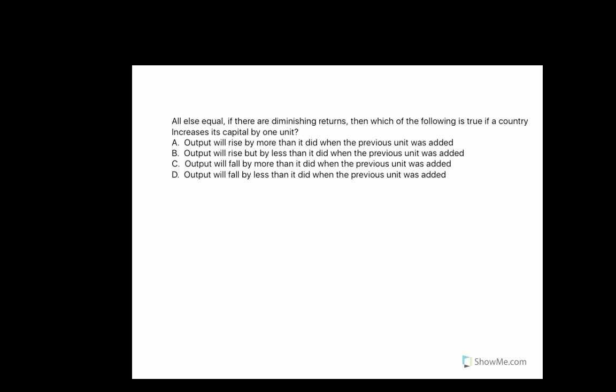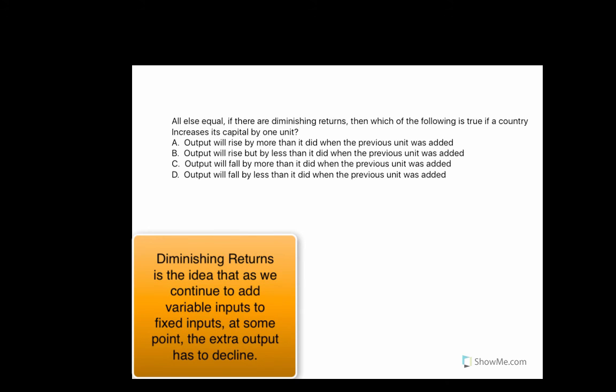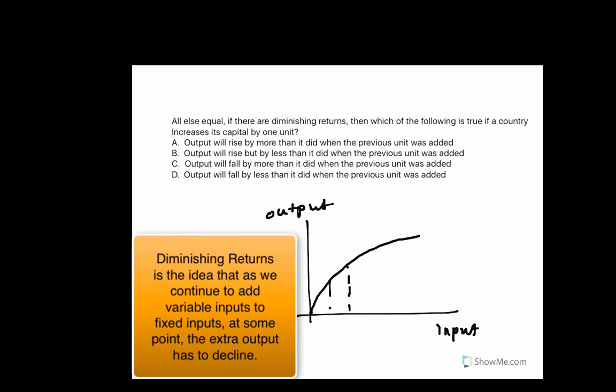Okay. This next question says, all else equal, if there are diminishing returns, which of the following is true if a country increases its capital by 1 unit? So the first one says, output will rise by more than it did when the previous unit was added. That's not true. So here's what diminishing returns says. So if this is, I'm going to call this input. So it could be anything, and then this is output. The relationship between this should be something like this, right? So if I increase at the beginning by a certain amount, I'm going to get a lot more from this change in input than when I do it, say, up here, the same change in input.